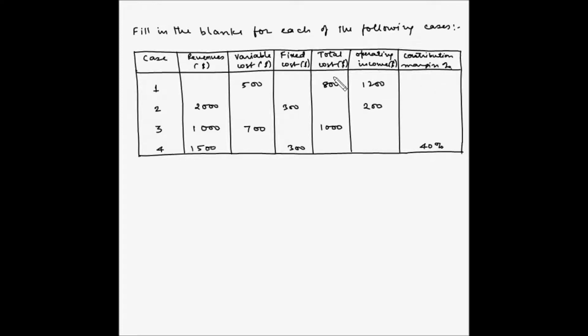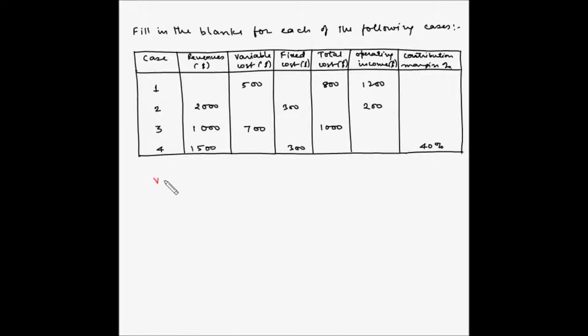Now there is a correlation between a lot of these terms. So variable cost plus the fixed cost is total cost, and revenue minus the total cost is operating income. Contribution margin percent is the contribution margin divided by the revenue, and contribution margin is equal to the revenue minus the variable cost. So let us write this down for ease of computation.